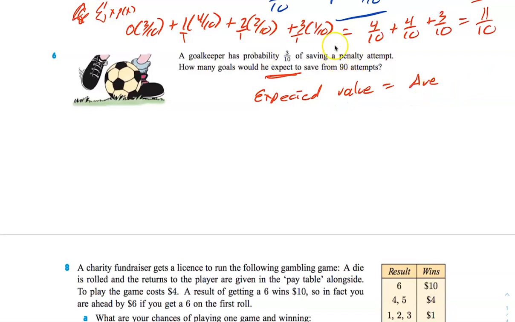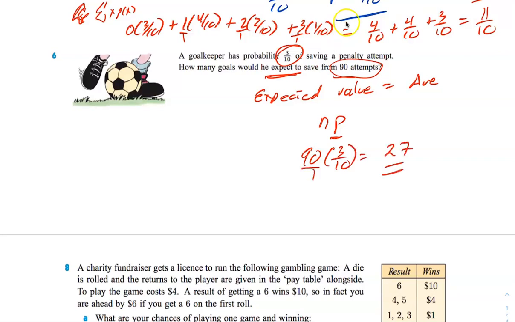So if I want to find the expected value here, you can look at the average formula, which is just N times P. What's my N? Well, the number of times it happens, 90. What's my P? The probability of it happening, 3/10. So if I do that, well, cross multiplication, I'm going to get 27. So if on average he saves 3 out of 10, what's the expected value, the expected saves of 90 attempts? Just multiply them. 3 tenths times 90, you get 27.